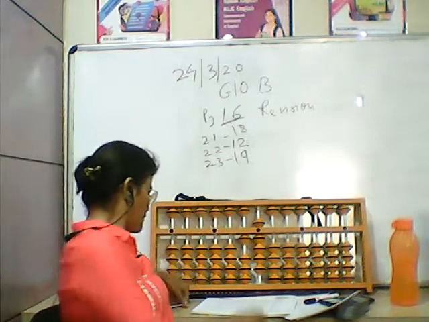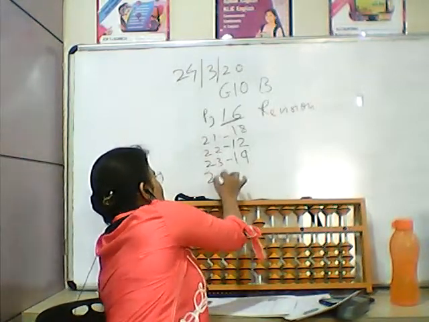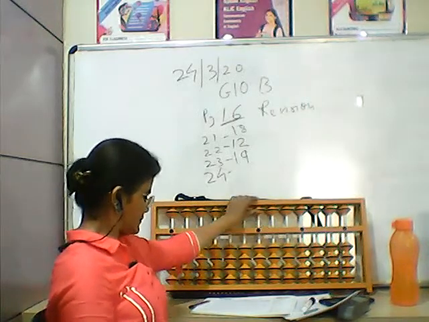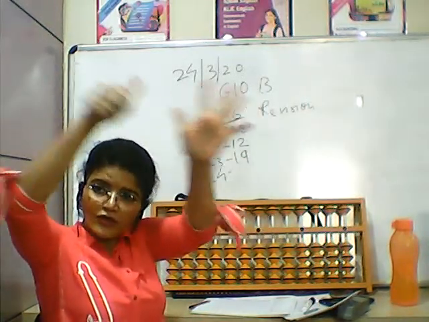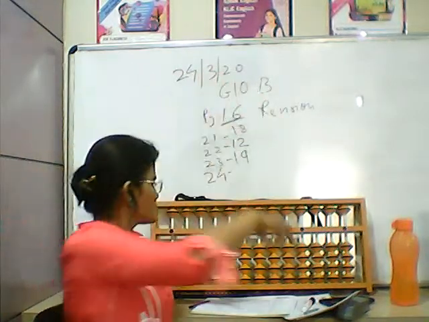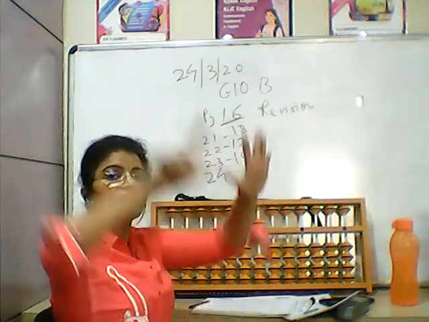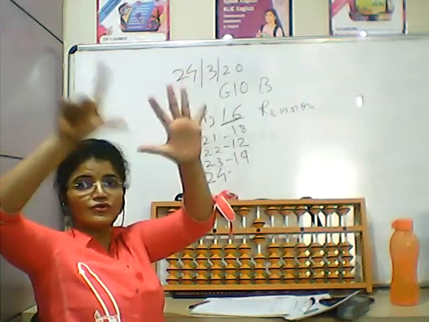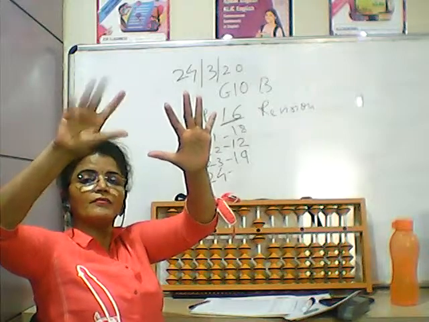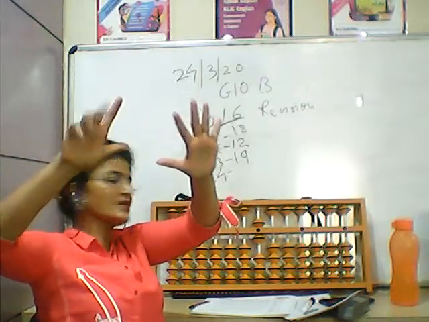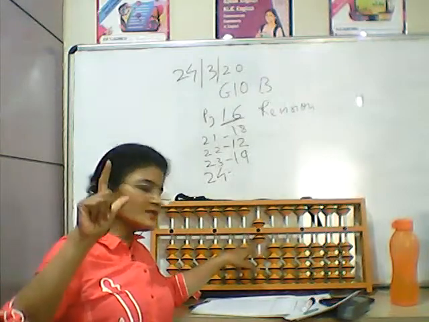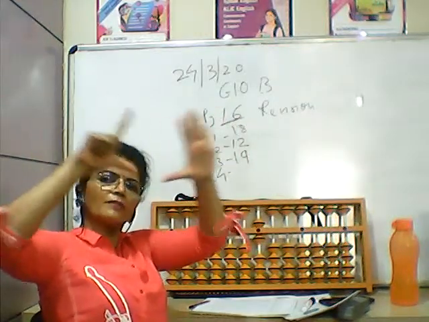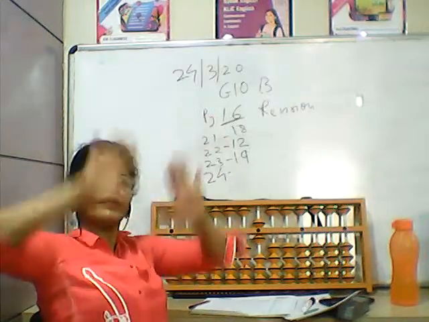Okay. Now sum number 24. 5 and 1 close action. 7. Can you plus 7? No. No 7. Show 7. 7 ka friend minus 3. Minus 3 to nahi hai. So mix compliment. Plus 2, minus 5, plus 10.